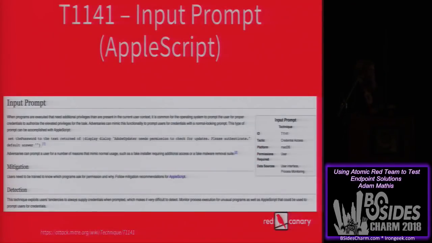You'll notice everything goes back to testing. So let's look at another one. This is 1141, the input prompt. This is in the credential access tactic, still using AppleScript. Using AppleScript, you can do cool stuff like pop up boxes that look exactly like system boxes. Any of you who've used Responder on the Windows side, this is a similar concept. You have some kind of prompt that pops up. It says, hey, we need your password because reasons. And the user's like, yep, here it is. Because that's what they do.